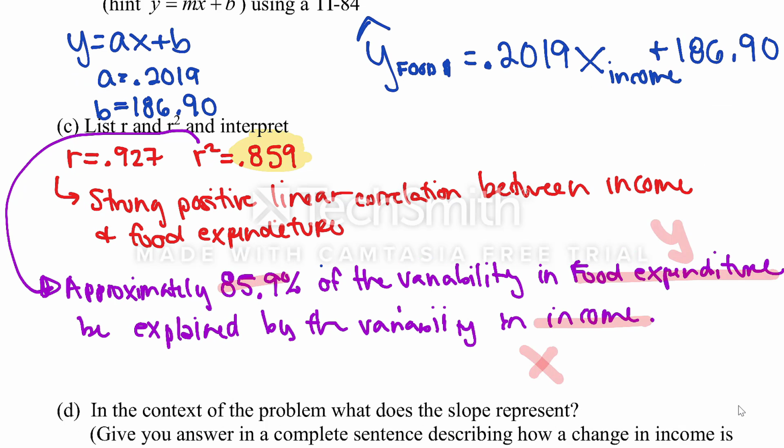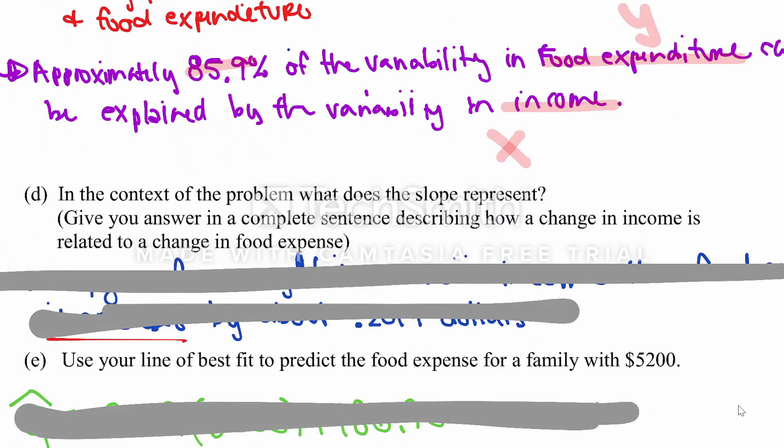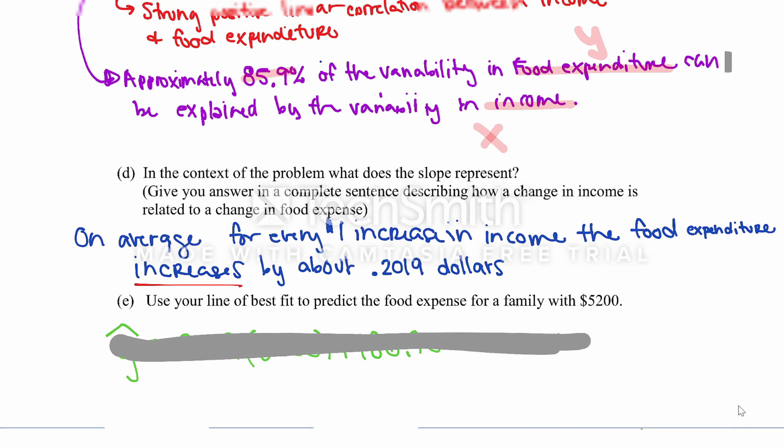Okay. In the context of the problem, what does the slope represent then? It's that same Mad Lib, literally what we did before. On average, for every $1 increase in income, for every 1 increase in X, the food or the Y increases by about something. If your slope was negative, it would say decrease. So later, if I ask you to use these interpretations, you're just going to copy the sentence and change the amounts and the content. And then I'm sure you could do it because I made you do it last time.